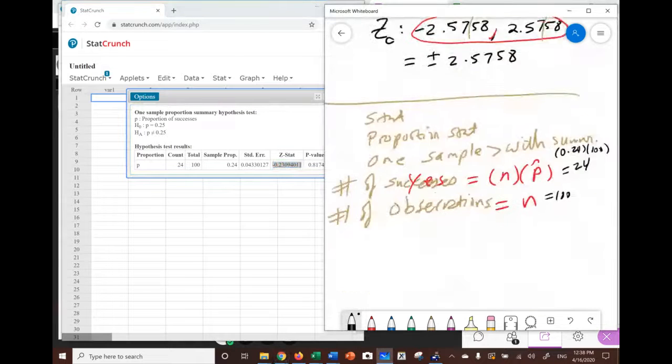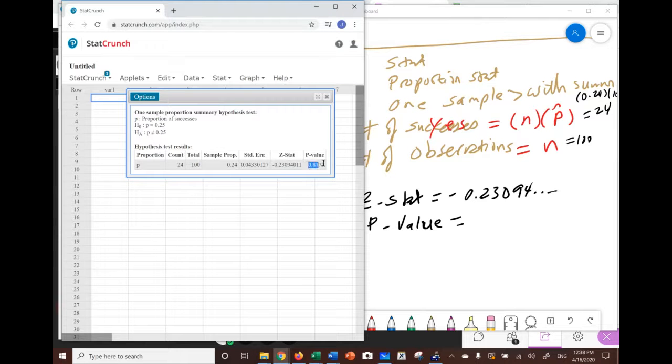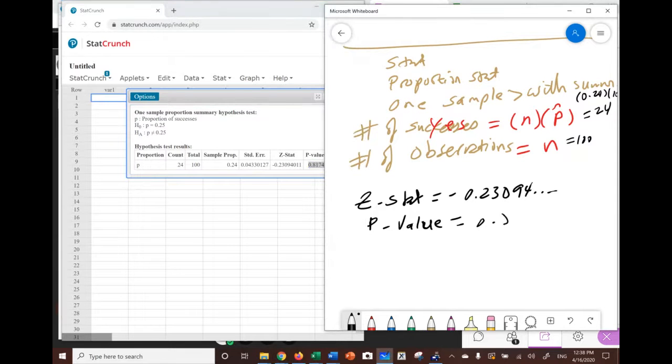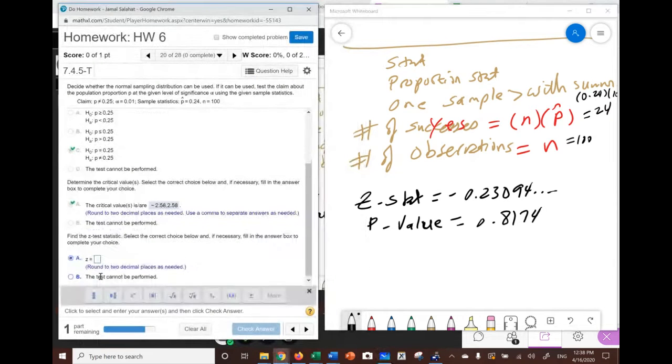So the question is asking us for a z-stat. So this is the z-stat. The z-stat is equal to negative 0.23094. And actually, there is another thing called the p-value. Let's just capture that in here. The p-value, which is the value next to the z-stat, is 0.8174. So let me go back to the problem and see what they need. They're asking me to find the z-stat up to two decimal places, which is going to be negative 0.23.